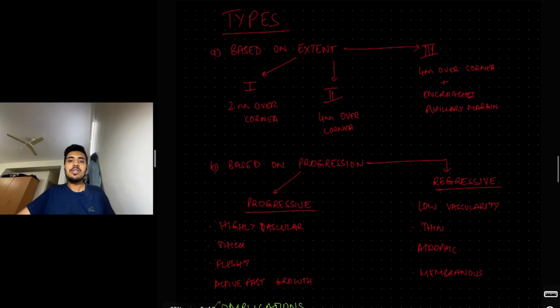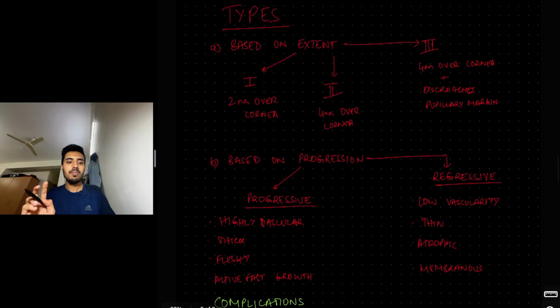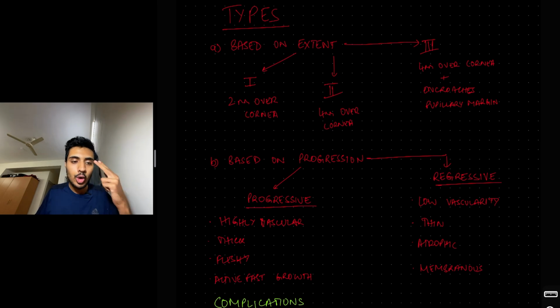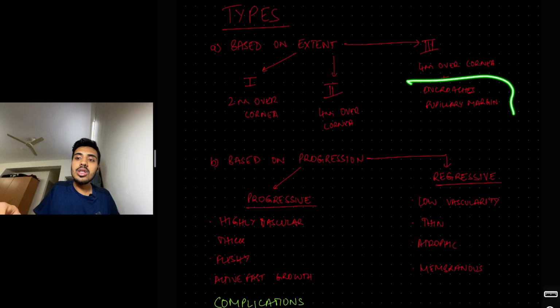Then coming to the types of pterygium. Types of pterygium can be classified first based on the extent, how much it has grown. Here you have type 1, type 2 and type 3 pterygium. Type 1 pterygium has come 2 mm over the cornea. Type 2 pterygium has grown more. It has come 4 mm over the cornea. Type 3 pterygium has come 4 mm over the cornea and now it has also encroached the pupillary margin.